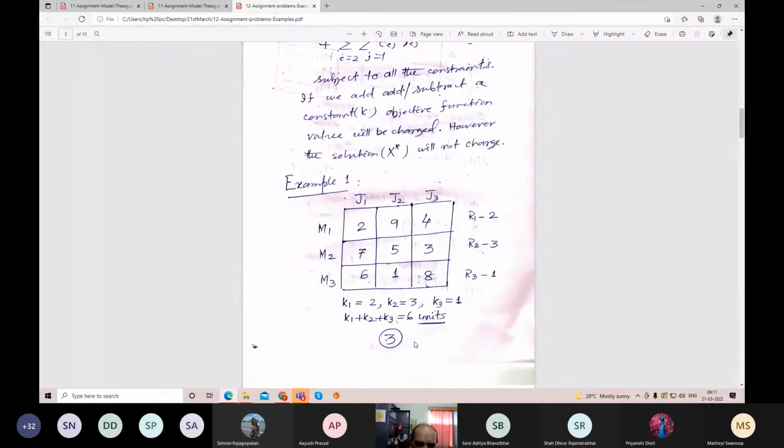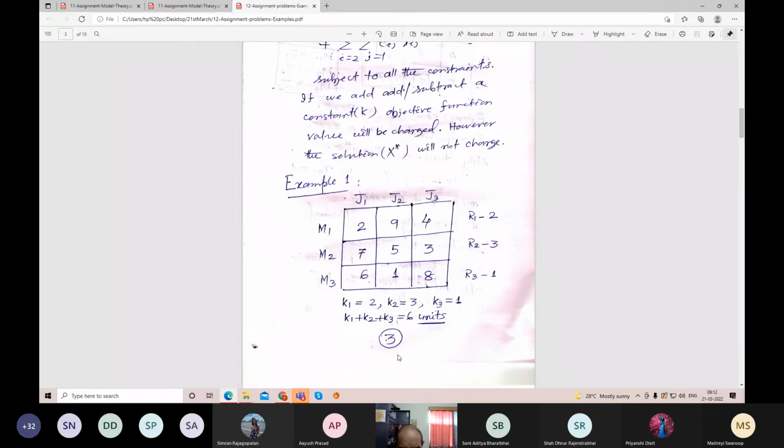So this is a 3x3 assignment problem. The cost coefficients are given in this manner: 2, 9, 4, 7, 5, 3, 6, 1, 8. What is the main ambition? The main ambition is to assign the machines to the jobs. You can assign one job to one machine. It may happen that there are multiple optimal solutions, and if so, you can find those also.